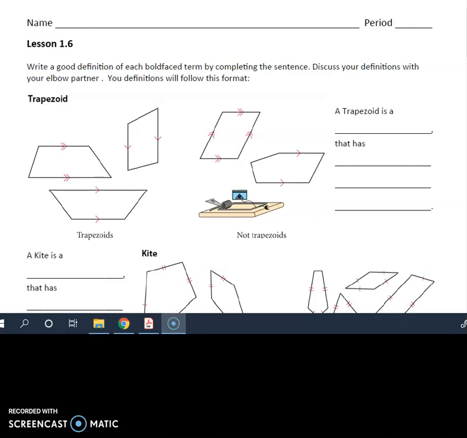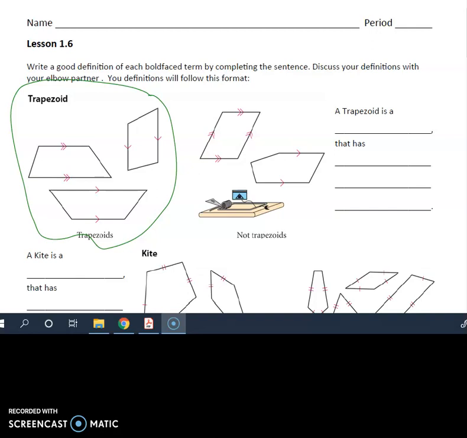Okay, so in this lesson, which is actually the last lesson for Chapter 1 involving definitions, we're going to be looking at what it is versus what it's not. It provides you examples of what it is, and you have to look at those pictures and the ones to the right of it, and decide what would be a good definition.